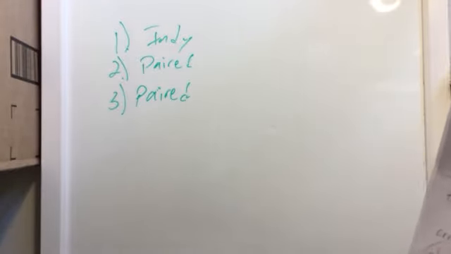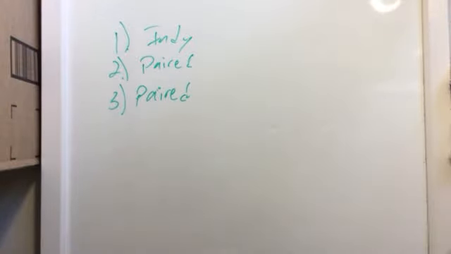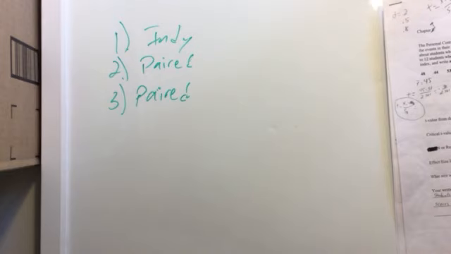So the answers for the paired versus independent samples: the first one's independent, the second one's paired, and the third one's paired. If you're still having some trouble with this, or you didn't get these three, go ahead and re-listen to that part of the chapter lecture notes about paired versus independent, and read in your textbook a little bit more of that.